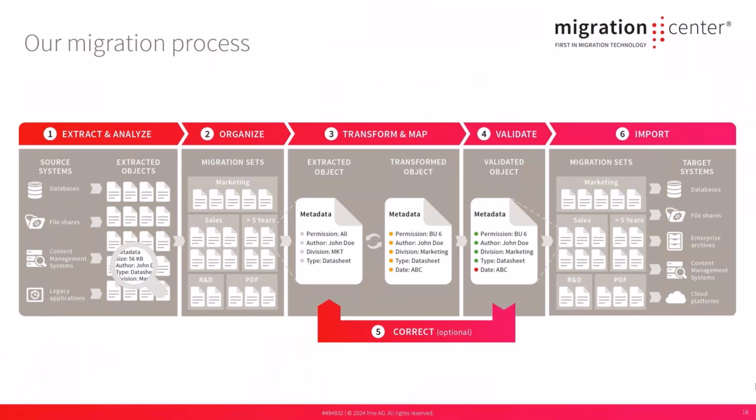You can then organize these objects into migration sets, depending on your needs in the categories that best fit your project. Once inside migration sets, you go through the transformation, mapping, and validation stages. You transform the source metadata into the target attributes that will ultimately end up on the target system, and you validate these transformed values so that you can be sure that everything is correct once you do the import. And once the migration set is ready, you import it into your target system.